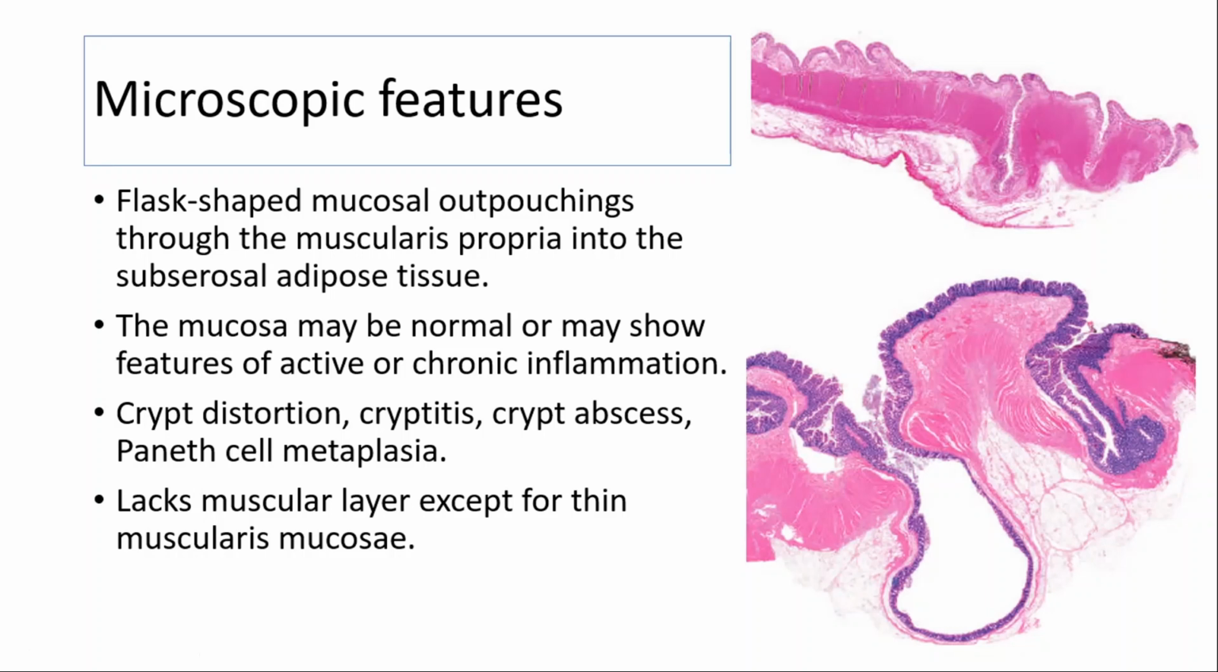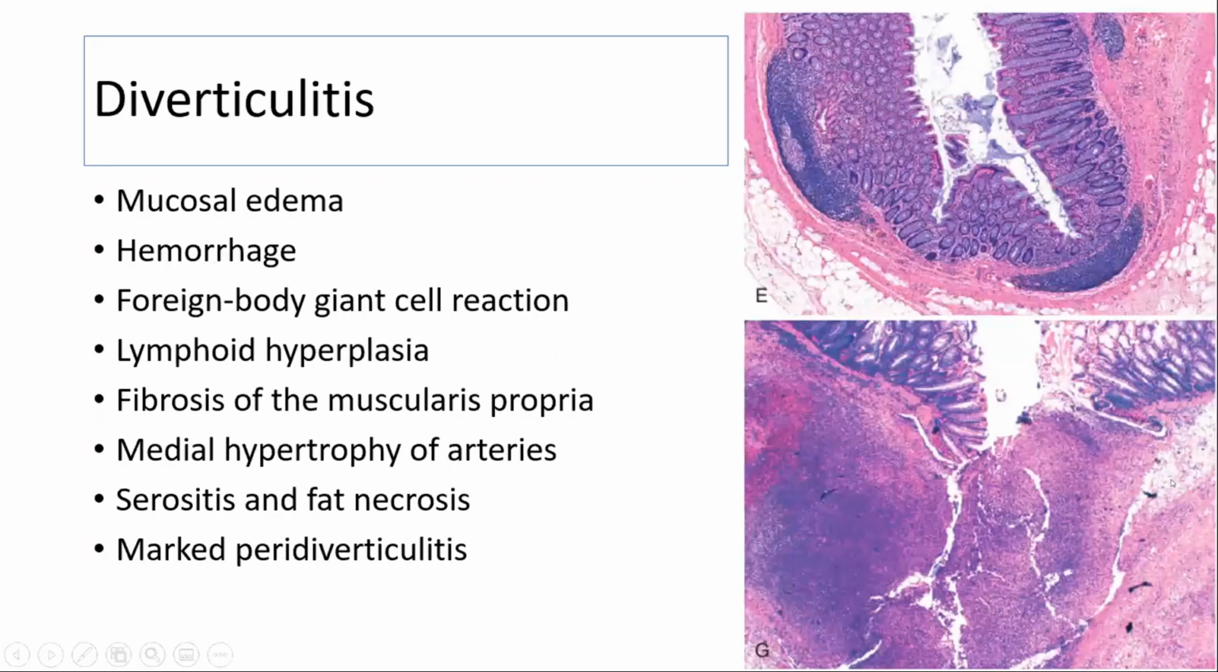All right. So again here you can see the outpouching. The thin layer of muscle here is the muscularis mucosae. So they lack muscularis propria. This is a higher magnification showing you the normal epithelium. Sometimes they can have chronic inflammation also. And if there's ongoing inflammation or injury, they can have hemorrhage, a foreign body reaction, lymphoid hyperplasia, fibrosis of the muscularis propria, hypertrophy of the arteries, and marked diverticulitis.